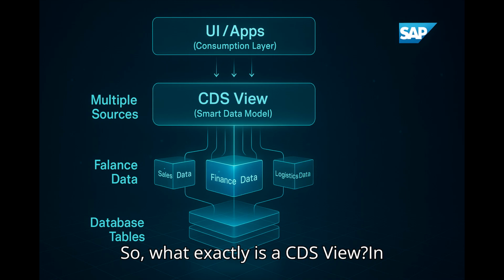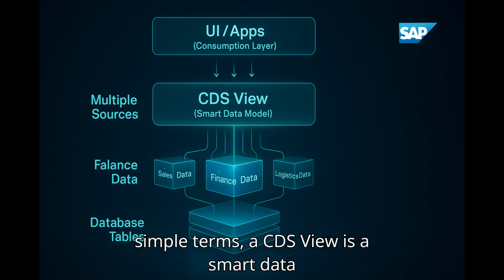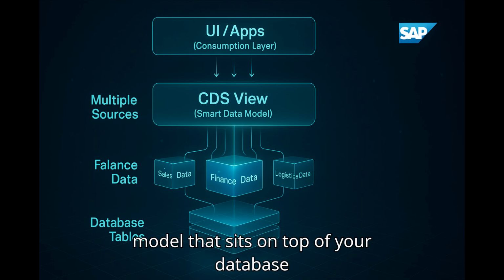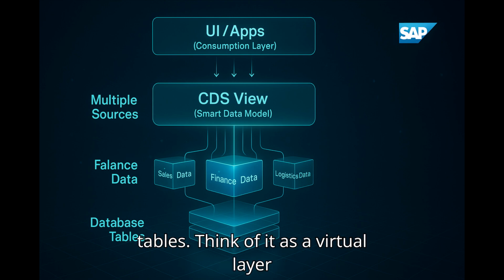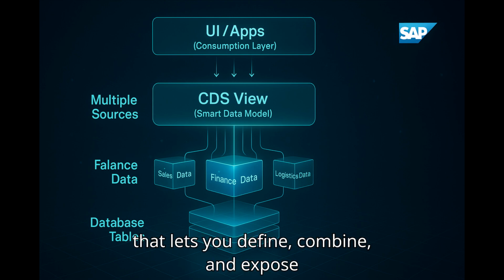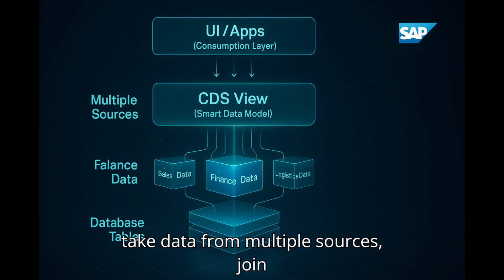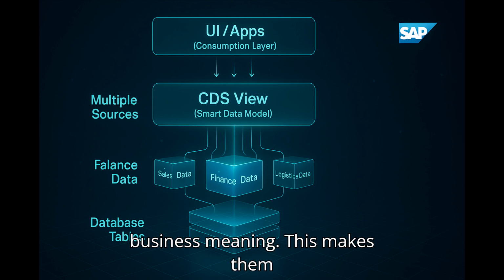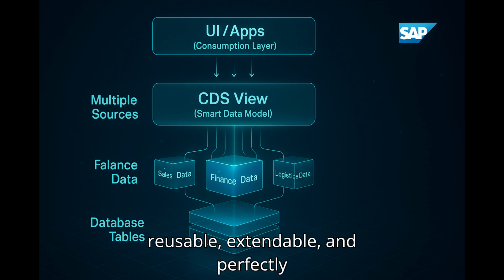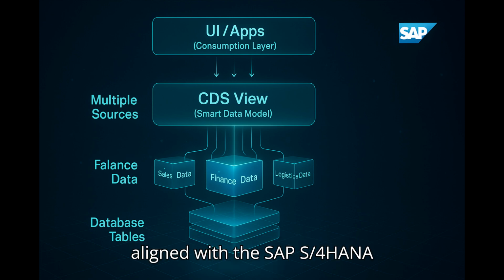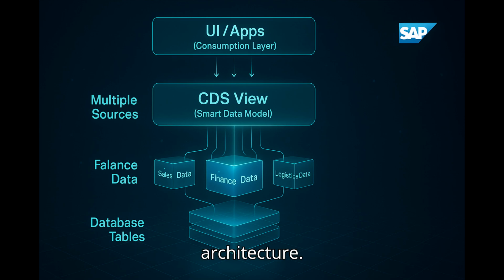So, what exactly is a CDS view? In simple terms, a CDS view is a smart data model that sits on top of your database tables. Think of it as a virtual layer that lets you define, combine, and expose business data without creating new physical tables. With CDS views, you can take data from multiple sources, join them together, and enrich them with business meaning. This makes them reusable, extendable, and perfectly aligned with the SAP S/4HANA architecture.